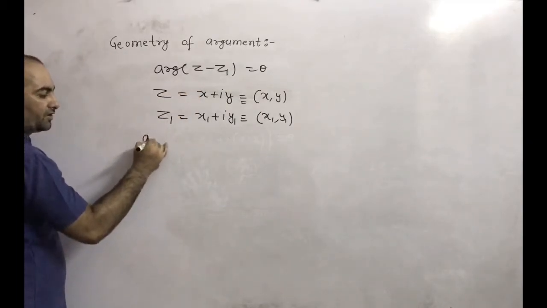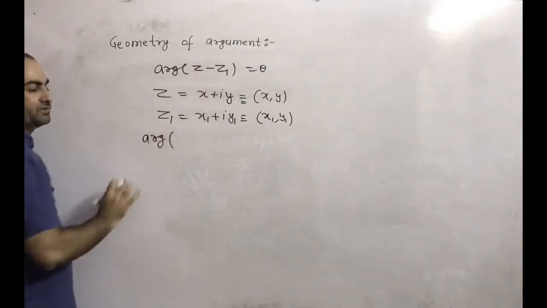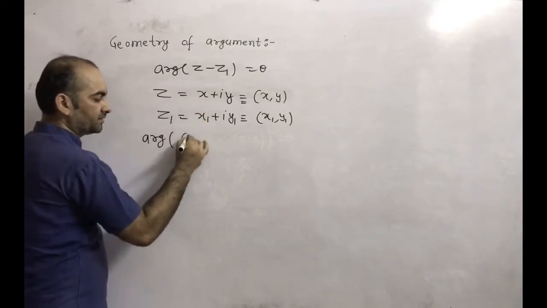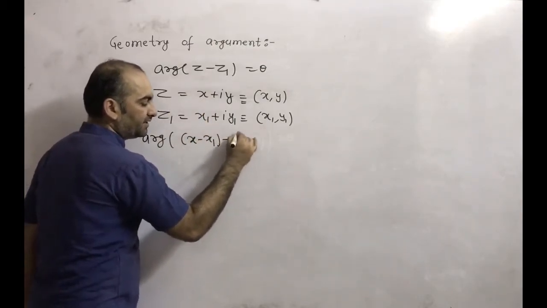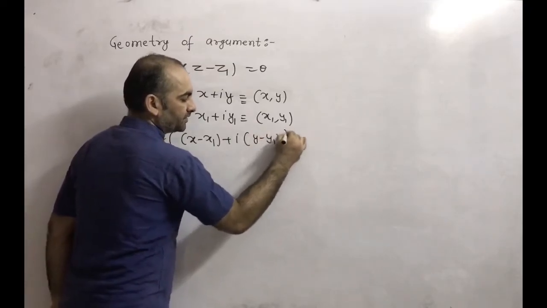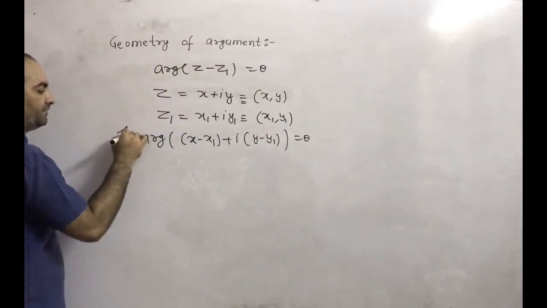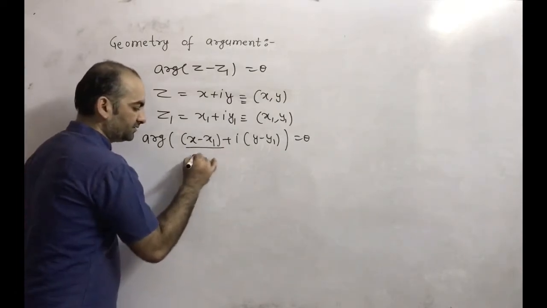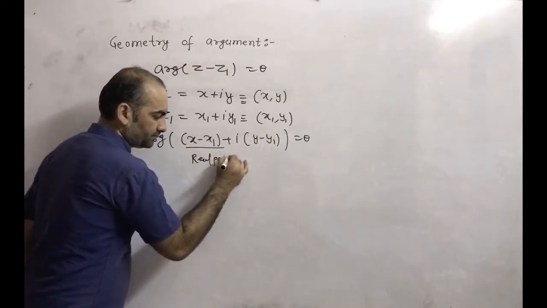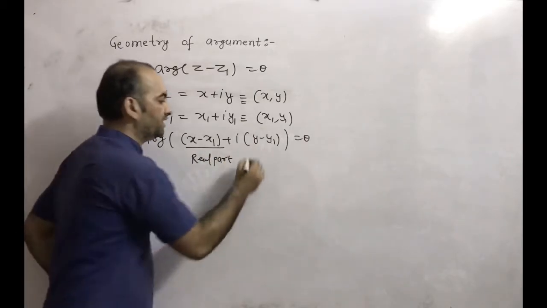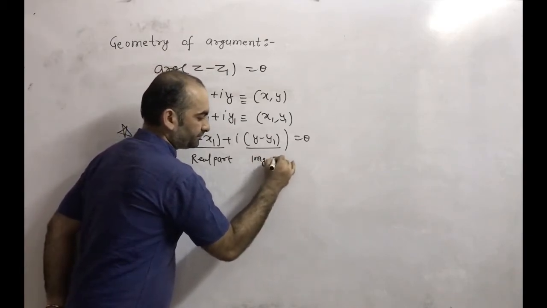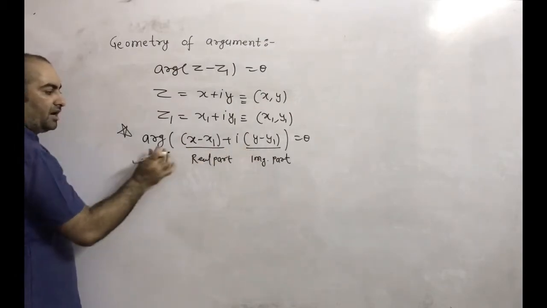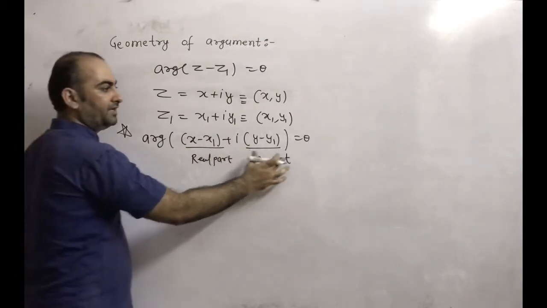So what will come? Argument of z minus z1. So z is this one and z1 is this one. So what is z minus z1? X minus x1, difference of real parts, plus iota times difference of imaginary parts, equal to theta. Okay, so this equation is very important. So this one is a complex number, where this one is the real part and this one is the imaginary part. Okay, so this is a complex number. So we are finding the argument of this complex number, with theta as the argument.